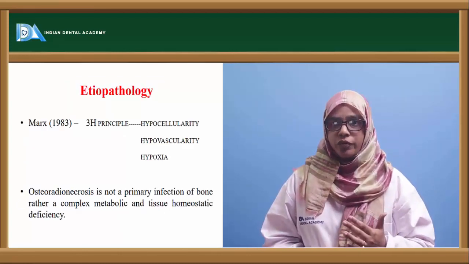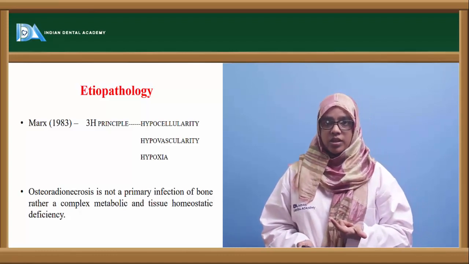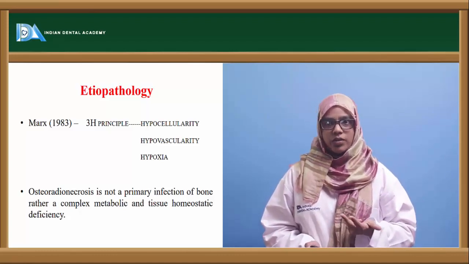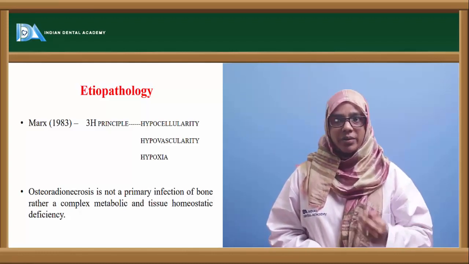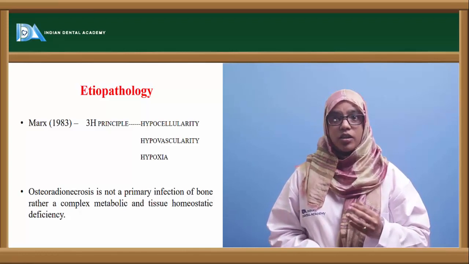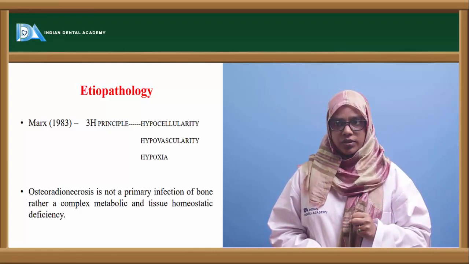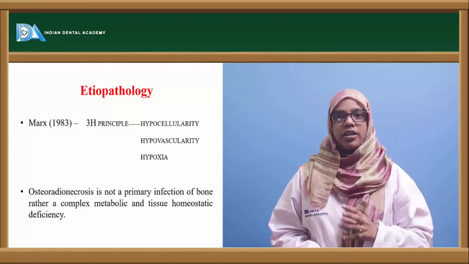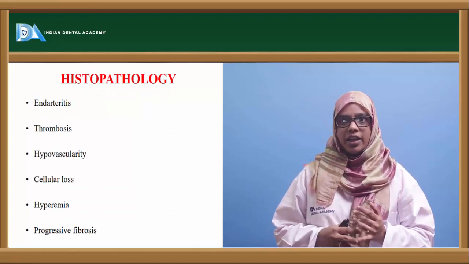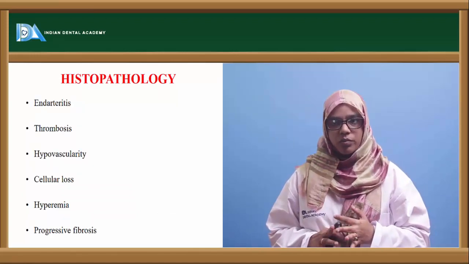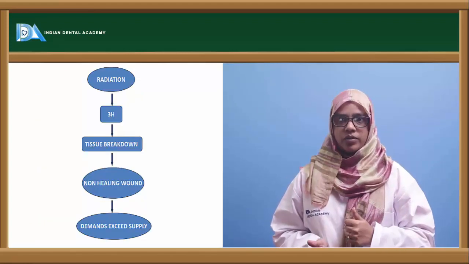Now, Marx has put forward a 3H principle that results in osteoradionecrosis: hypocellularity, hypovascularity, and hypoxia. Osteoradionecrosis is not a primary infection of the bone. Rather, it is a complex metabolic and tissue homeostatic deficiency. Histologically, you will see endarteritis, thrombosis, hypovascularity, cell loss, hyperemia, and progressive fibrosis.